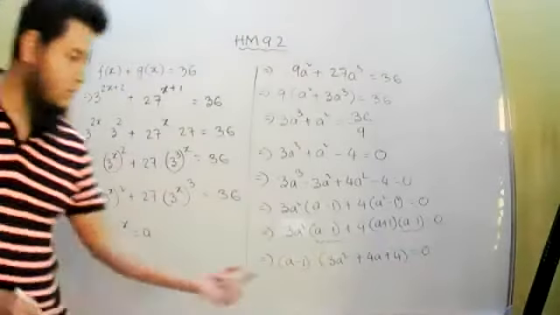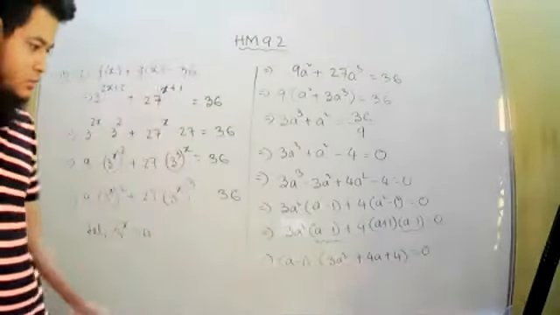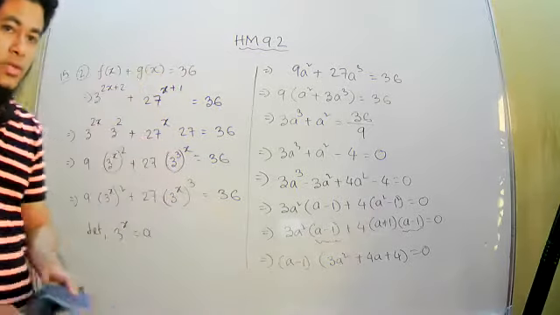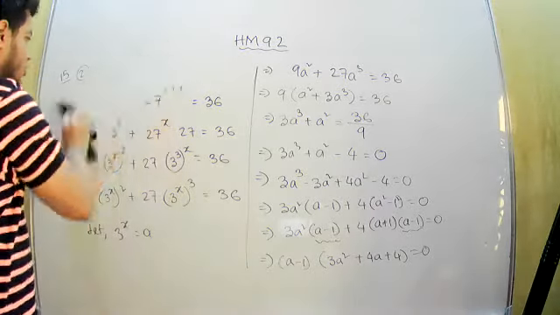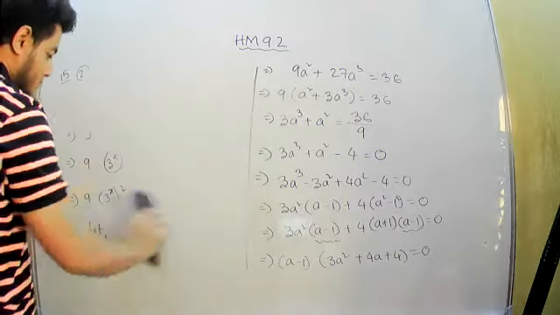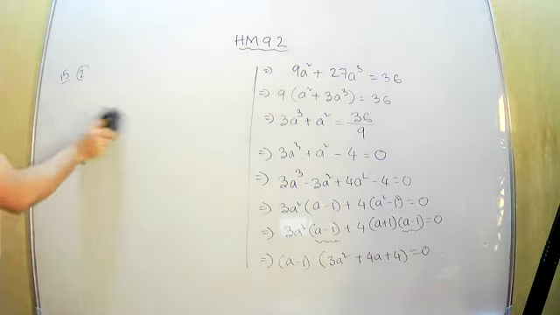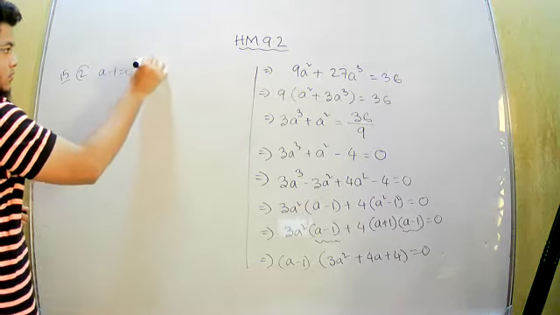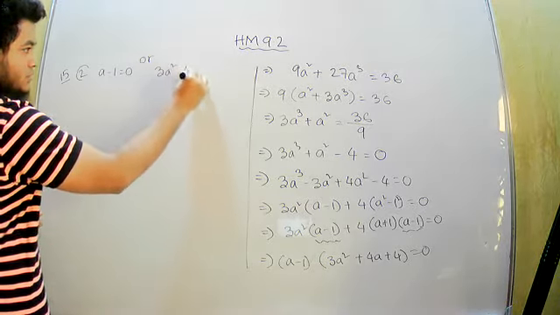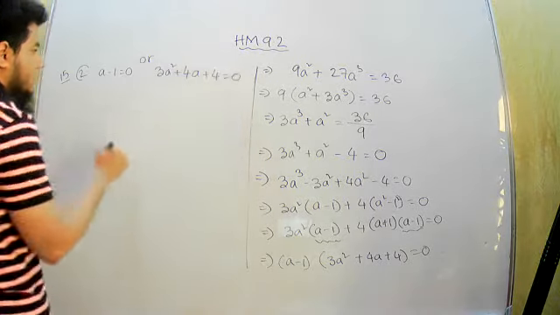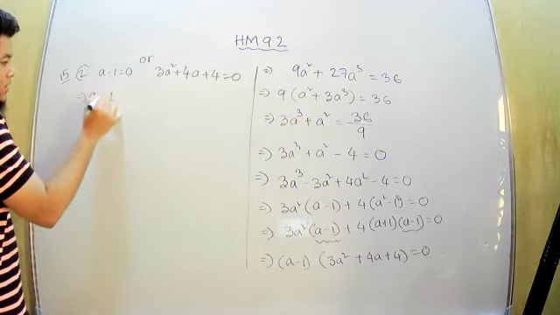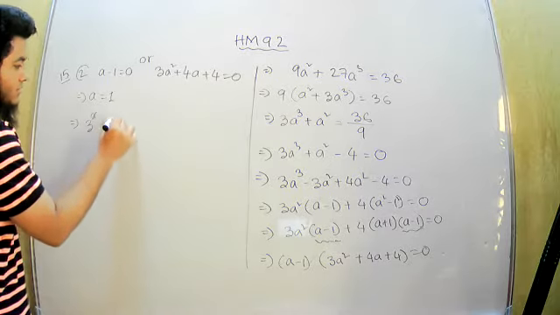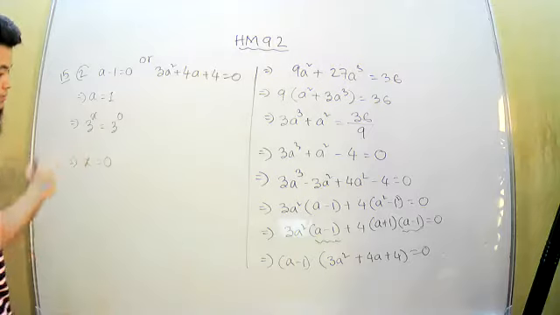Now whenever the product of two expressions is 0, this is one expression, this is another expression, we can say that each of them might be equal to 0 in this way, that a minus 1 equal to 0, or 3a square plus 4a plus 4 equal to 0. So from here I can write a is equal to 1. I consider 3 to the power x as a, so 1 I will write it as 3 to the power 0, so x equal to 0.